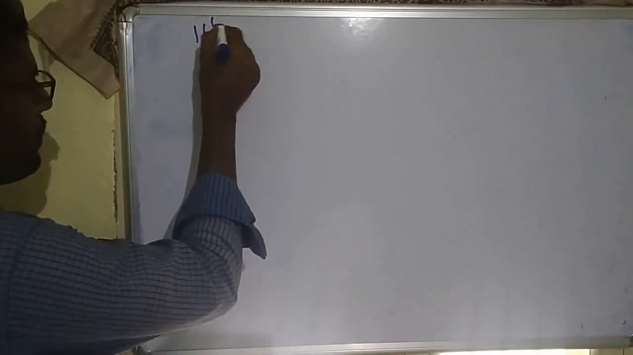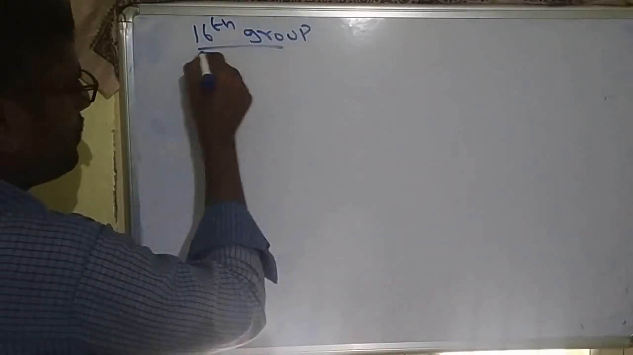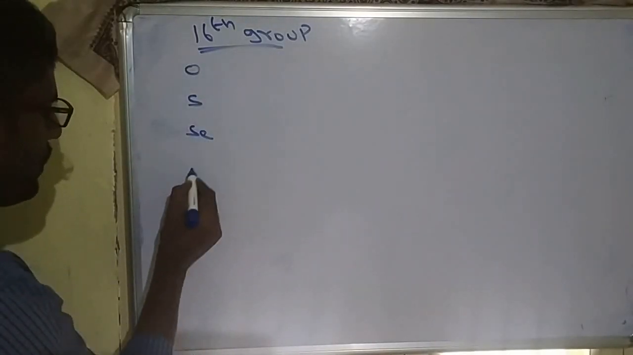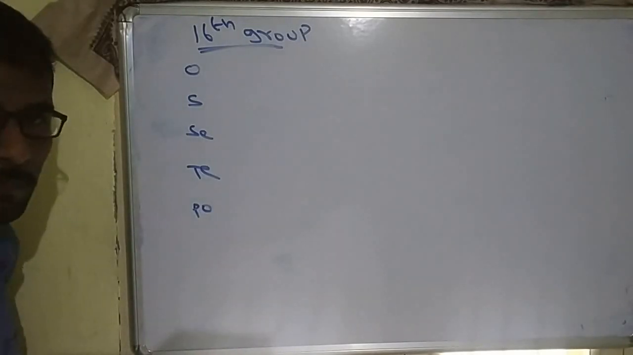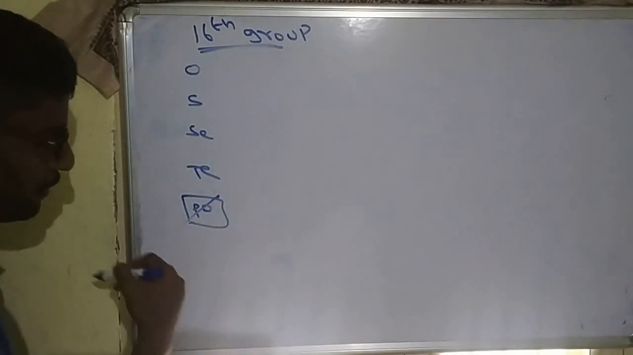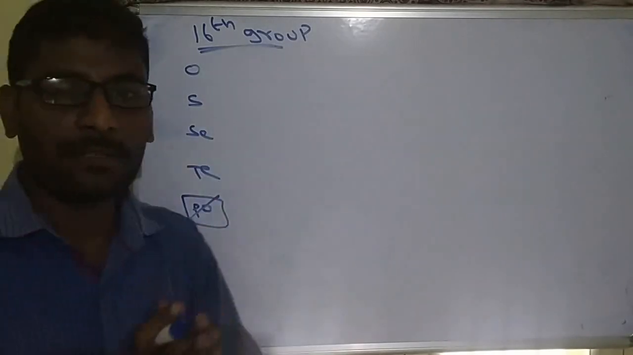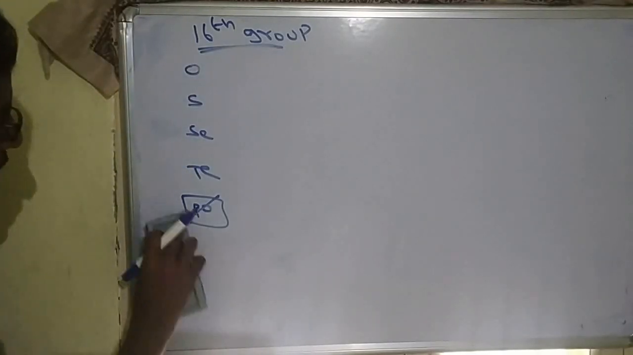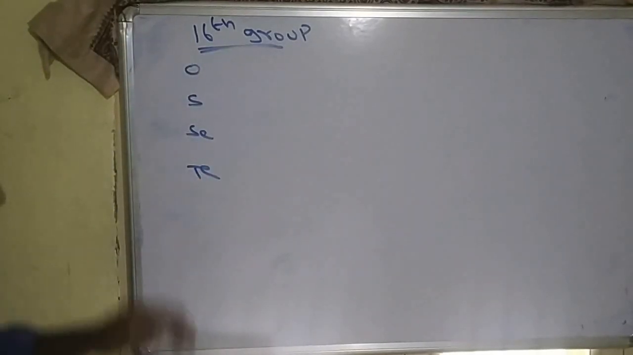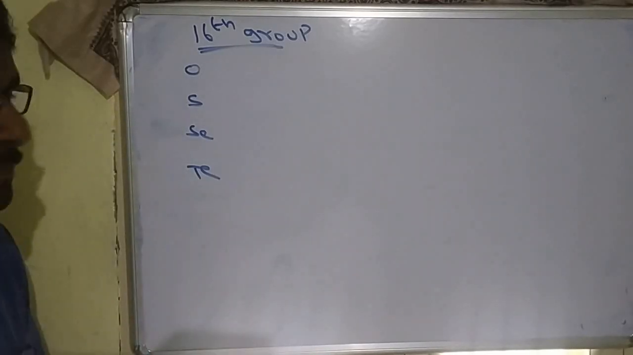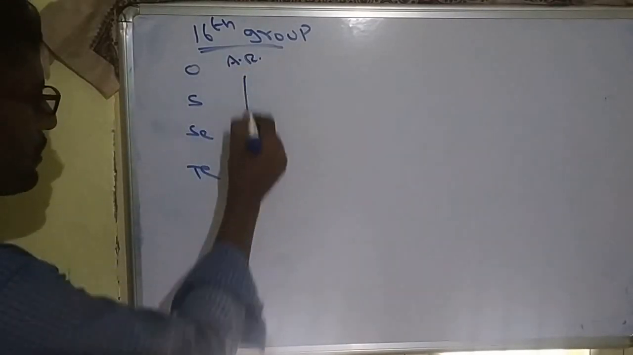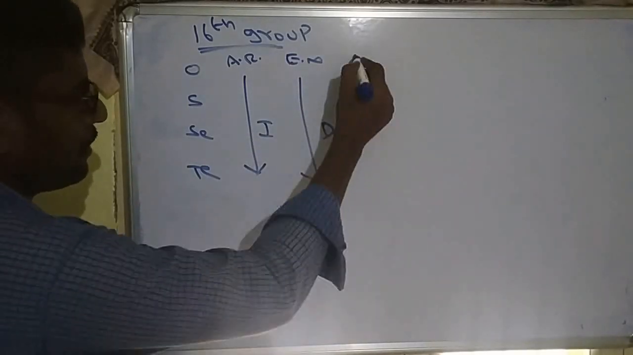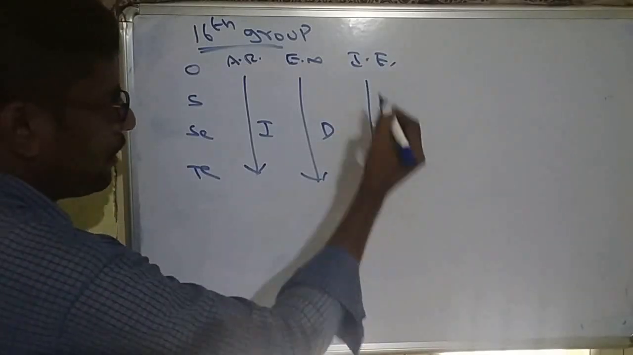The next group will be the 16th group. The elements of the 16th group are oxygen, sulfur, selenium, tellurium, polonium. Polonium is a radioactive element. Radioactive elements we study separately, that is called nuclear chemistry. So we only study from oxygen to tellurium: oxygen, sulfur, selenium, tellurium. As usual, atomic radius increases from top to bottom. Electronegativity decreases from top to bottom. Ionization energy decreases from top to bottom.